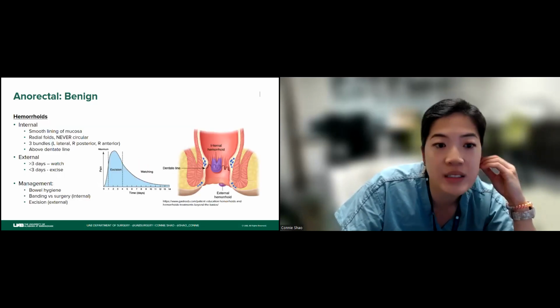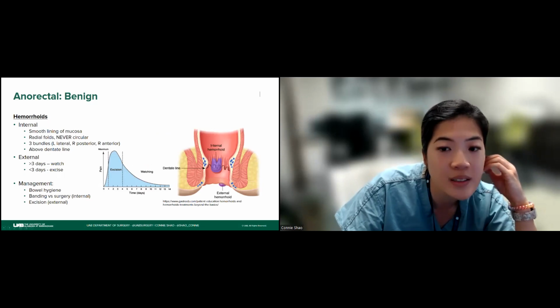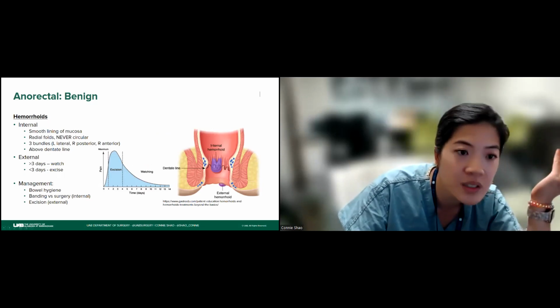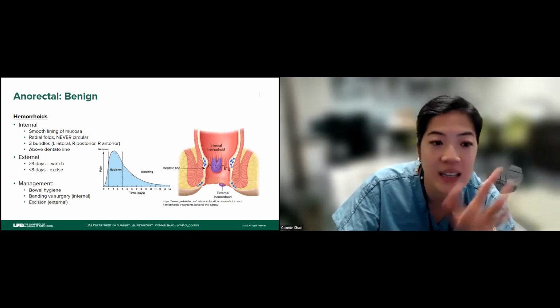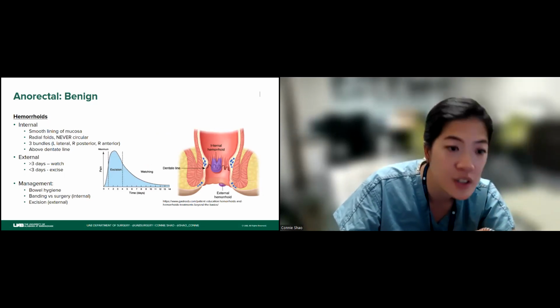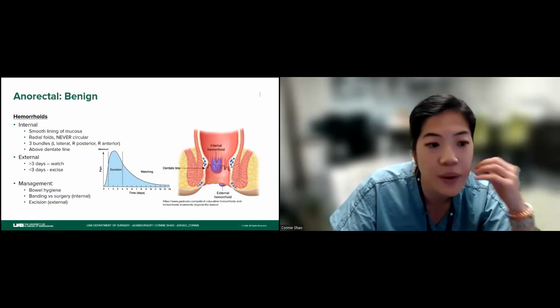And then for hemorrhoids, you want to make sure for internal ones, they don't hurt. You have these 3 classic bundles. It's above the dentate line. External ones, if they're thrombosed, you can excise them within the first 3 days. Otherwise, watch them and they'll get better on their own.